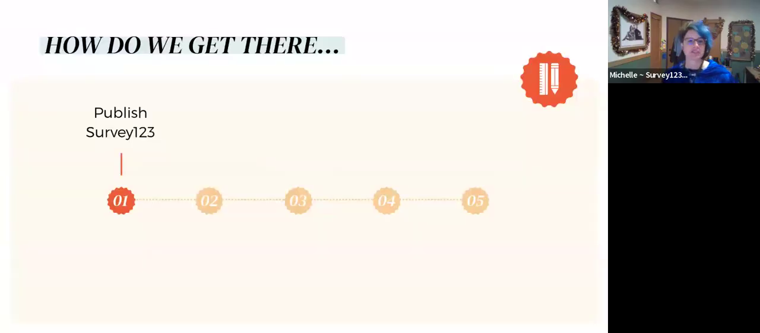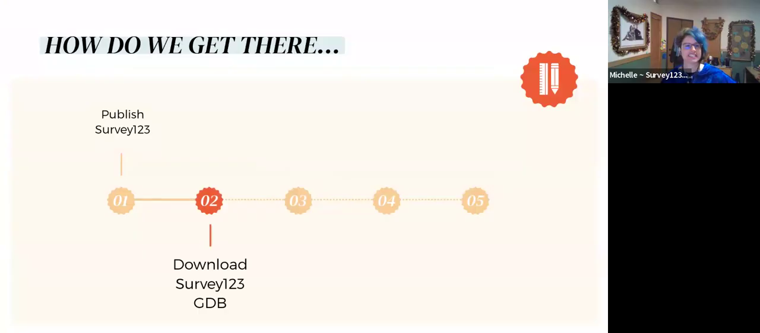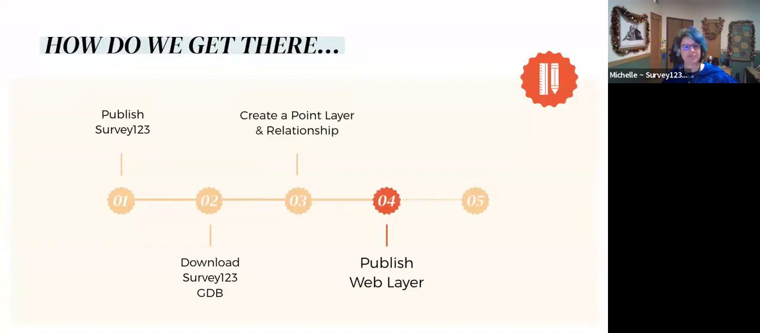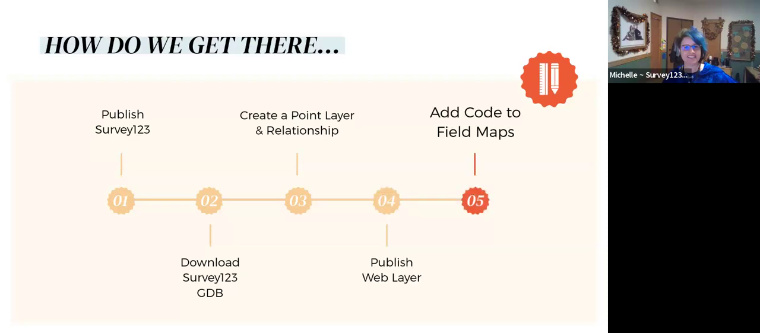So the first thing we're going to do is publish Survey123. The second thing we're going to do is download Survey123, the GDB. Then we're going to create a point layer and a relationship. Then we're going to publish a web layer. Then we're going to add some code to Field Maps so that it talks to Survey123.